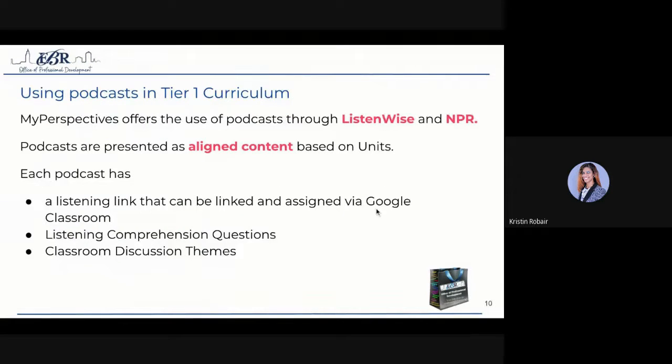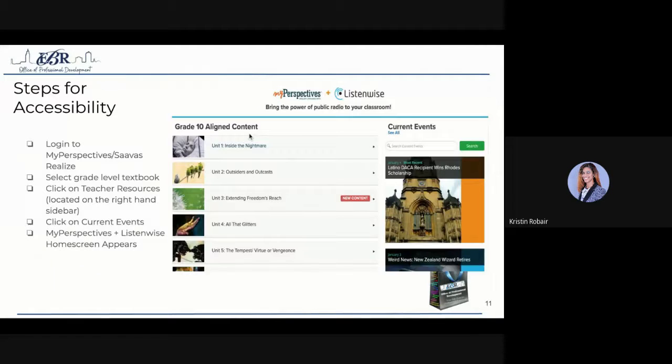Using podcasts in Tier 1 curriculum. So in our Tier 1 curriculum, those of you teachers that use the My Perspectives platform, it offers the use of podcasts through ListenWise in connection with NPR, and the podcasts are aligned content based upon the units. Each podcast has a listening link that can be linked and assigned via Google Classroom, listening comprehension questions, and classroom discussion themes. So the steps for accessibility.